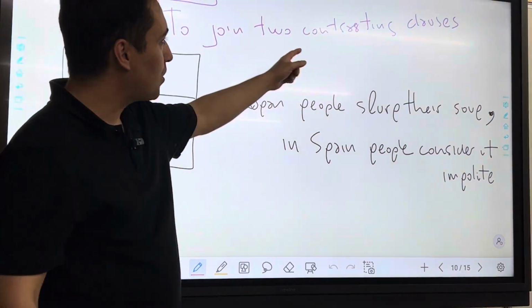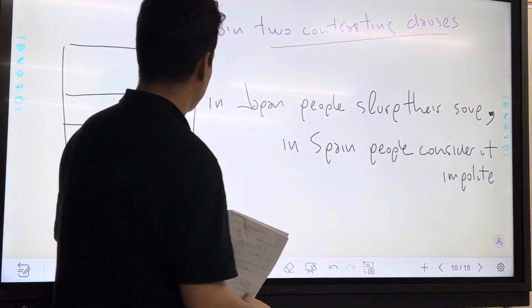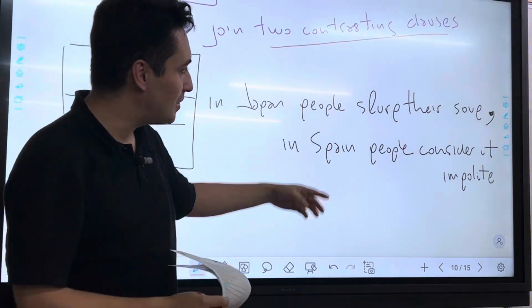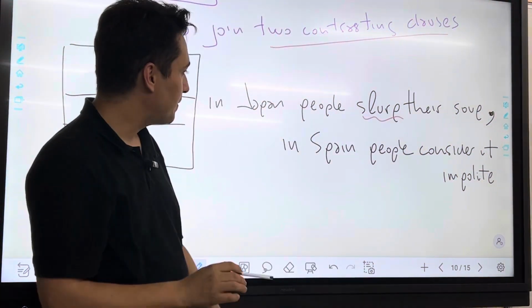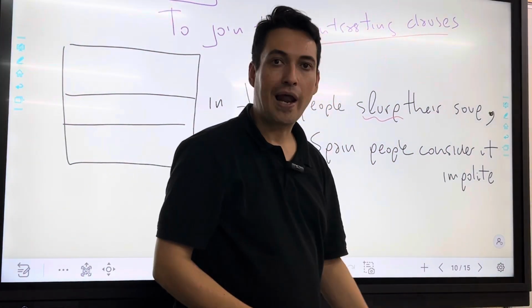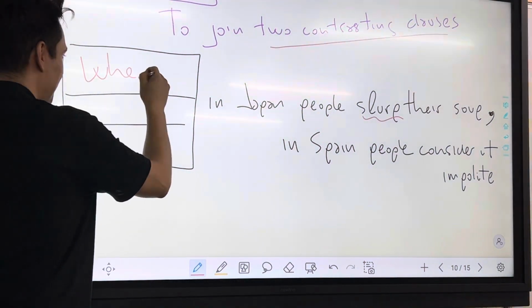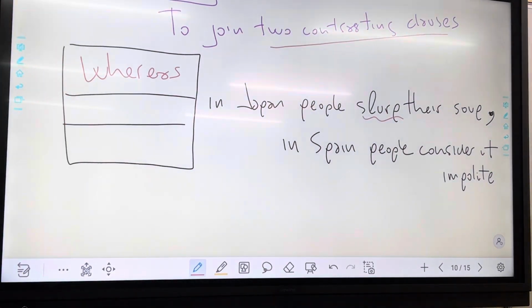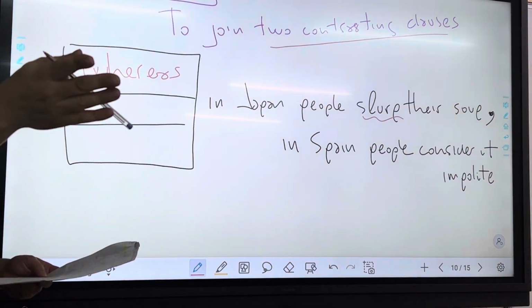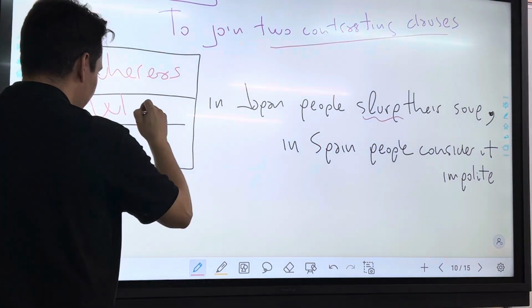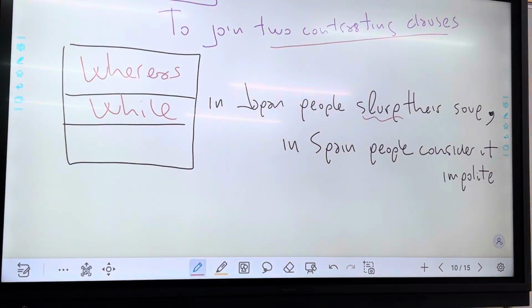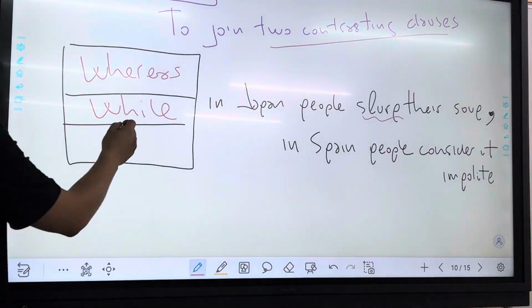Other ways to join two contrasting clauses. I repeat, two contrasting clauses. In Japan, people slurp their soup. In Spain, people consider it impolite. Very good. One of them is whereas. Whereas in Japan, people slurp their soup, in Spain, people consider it impolite. Another possibility, you just said it before: while. While in Japan, people slurp their soup, in Spain, people consider it impolite. And one more possibility, more formal. The same as this, but old-fashioned.